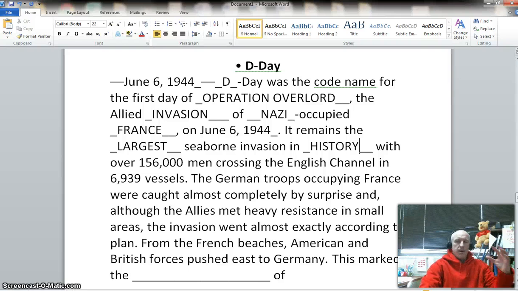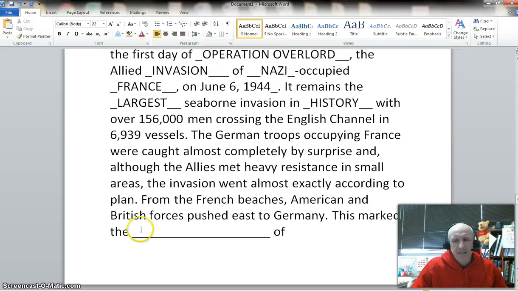Now think about all these ships. With over 156,000 men crossing the English Channel in 6,939 vessels, almost 7,000 different boats. This is a secret too. The German troops occupying France were caught almost completely by surprise, and although the Allies met heavy resistance in small areas, the invasion went almost exactly according to plan. From the French beaches, American and British forces pushed into East Germany because D-Day worked.